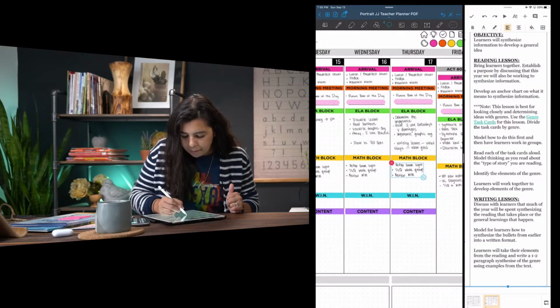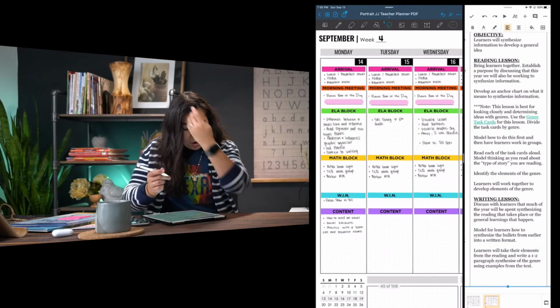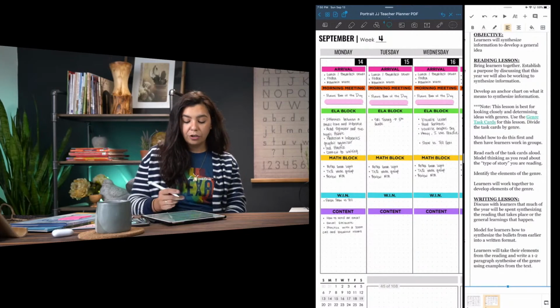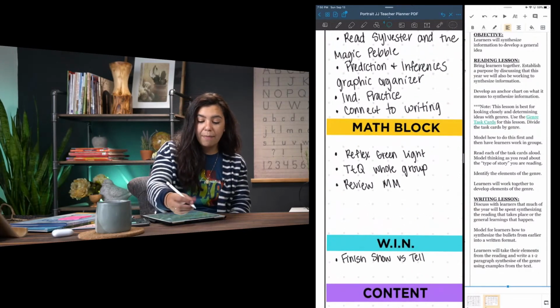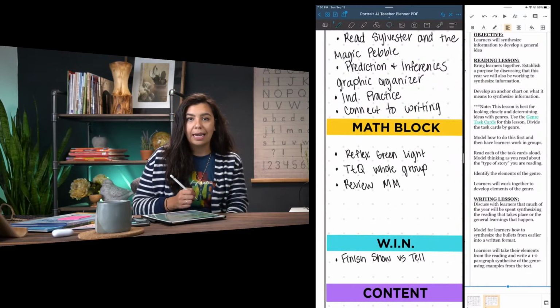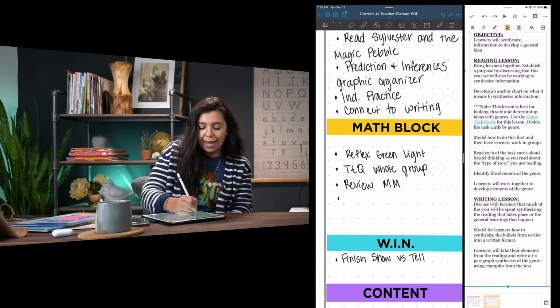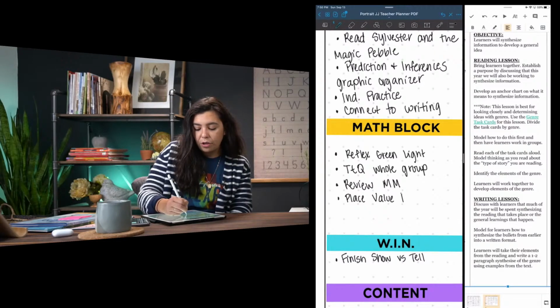Woo! I made that size different, didn't I? Okay, now the other thing that I'm going to have to do is for this day in math, and this might actually take a couple of days, but we're going to go ahead and do our place value assessment. Place value pre.